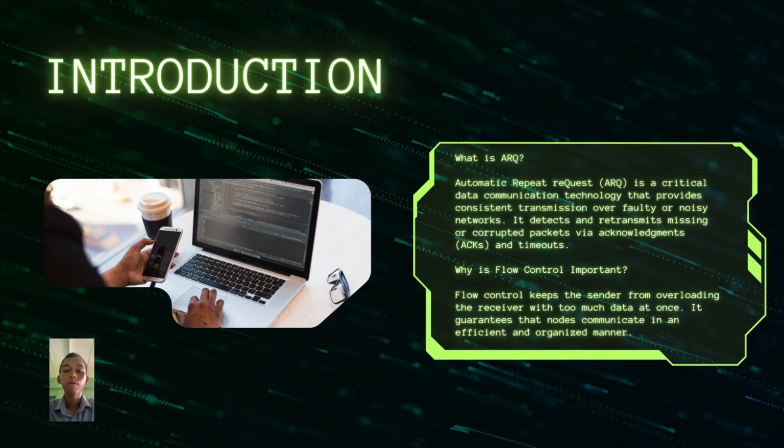Next, we have flow control. This is all about managing the pace of data between sender and receiver. Without flow control, the sender might send data faster than the receiver can handle, leading to data loss or system crashes. So, flow control helps maintain smooth and efficient communication by making sure the sender doesn't overwhelm the receiver. Together, ARQ and flow control help keep data communication reliable and efficient.